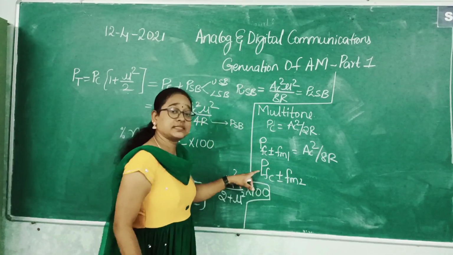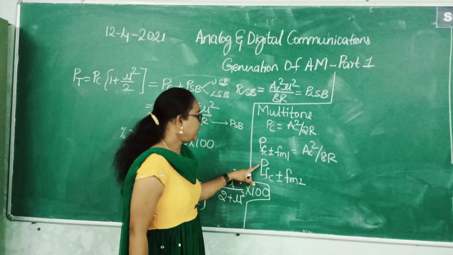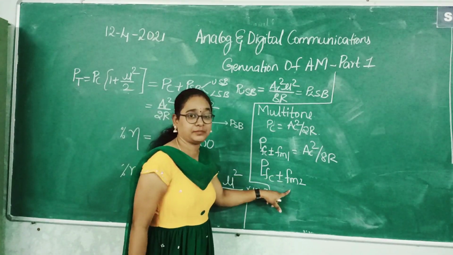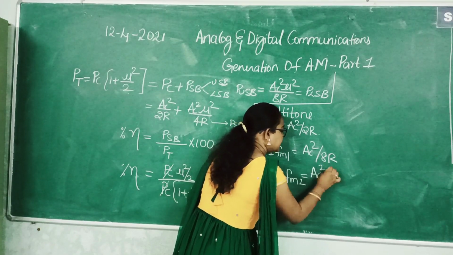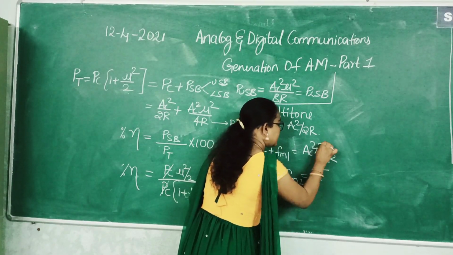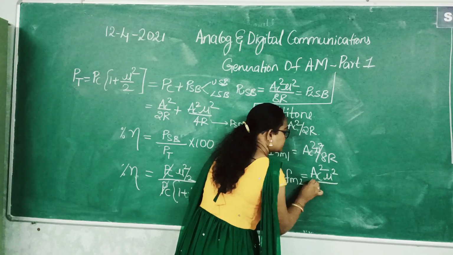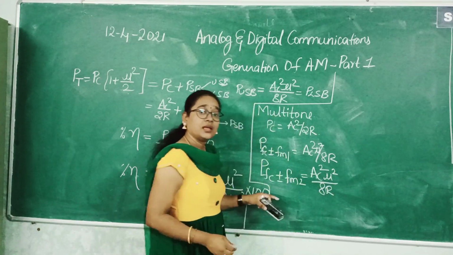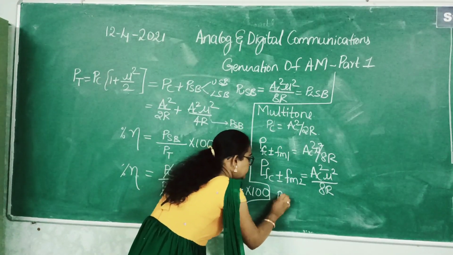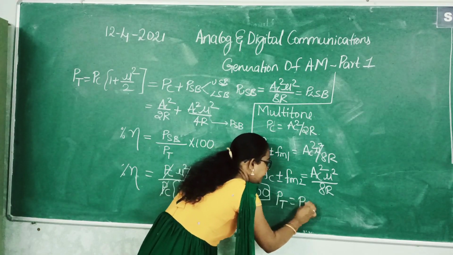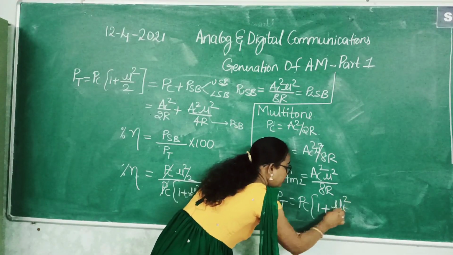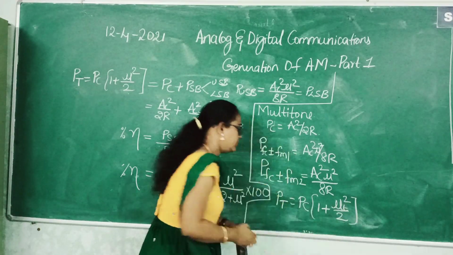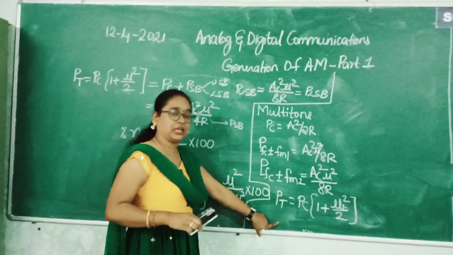The power at fc plus or minus fm2 is Ac square mu square by 8R, thereby giving the total power as carrier power times 1 plus mu t square by 2. Mu t square by 2. This is the total power.